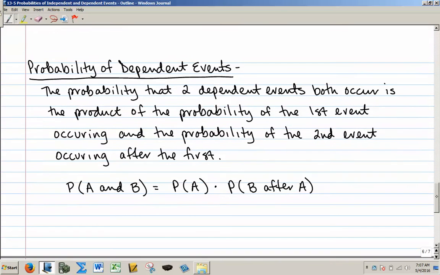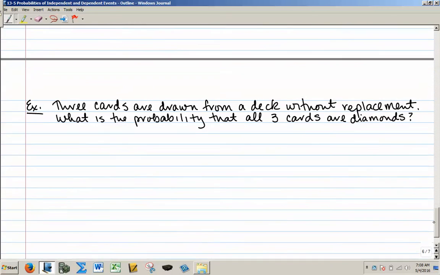The probability of dependent events. The probability that two dependent events occur is the product of the probability of the first event occurring and the probability of the second event occurring after the first. So in other words, if the second event is dependent on the first event, I have to take into account what has changed, what has created a different situation there. Let's take a look at an example and maybe it'll be a little more clear.